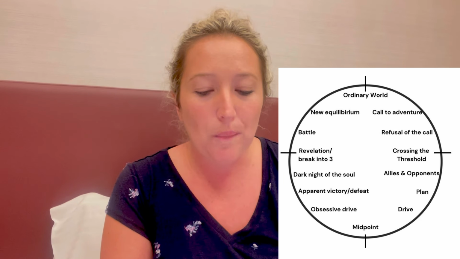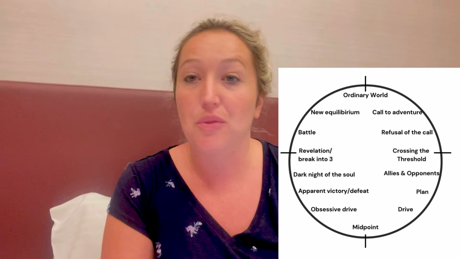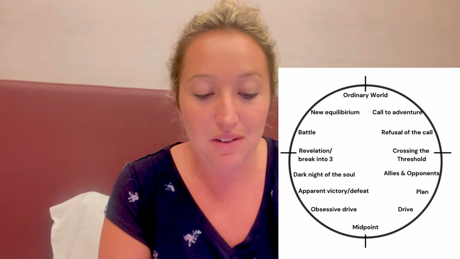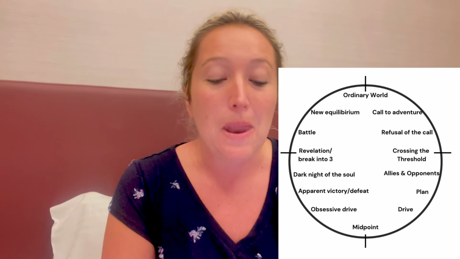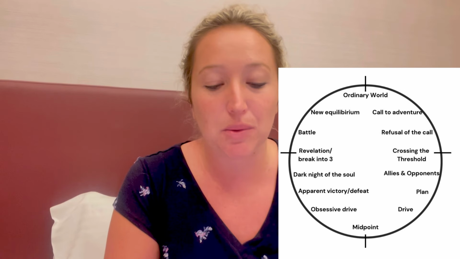And then when we get to the 75% mark, that is where I put the beat from Anatomy of Story, apparent victory or defeat. In Save the Cat, this is also called the all is lost moment. I think all of that works, honestly. You often have an all is lost moment, and then somewhere in the battle, a visit to death, which you could also consider an all is lost moment. So that's why I just said apparent victory and defeat.